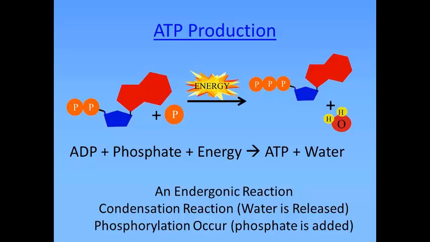Now wait a minute, was there water originally? No. So if water falls out of the reaction, what kind of reaction do we have? A condensation reaction. And there's one thing I forgot to mention before: phosphorylation occurred. What is phosphorylation? Well, phosphorylation sounds like phosphate, and that just means that a phosphate has been added. So phosphorylation has occurred going from ADP to ATP because we went from two phosphates to three phosphates. So we had phosphorylation.